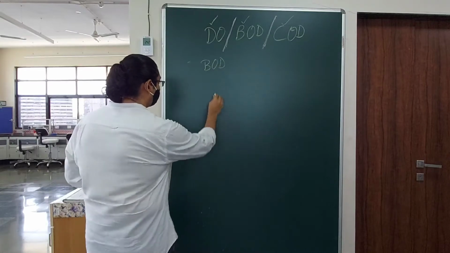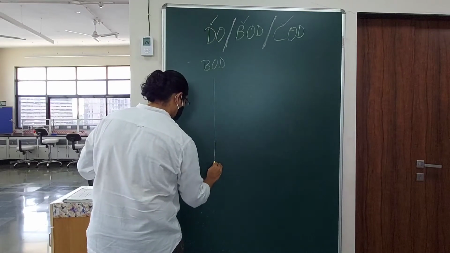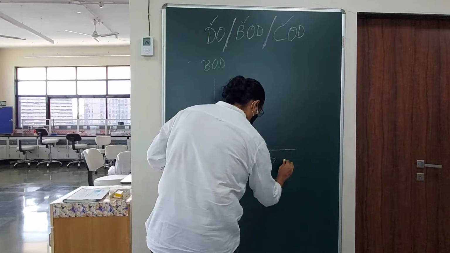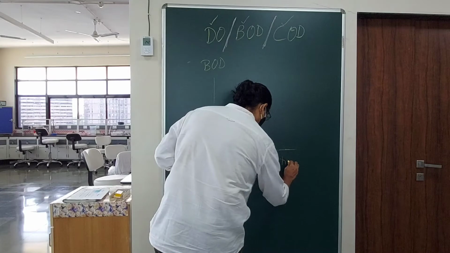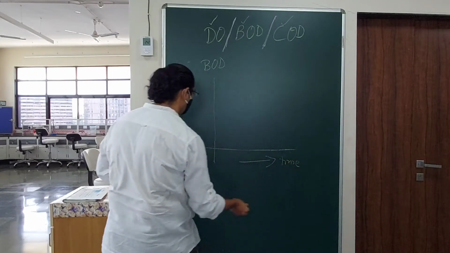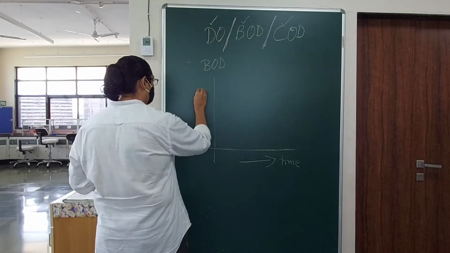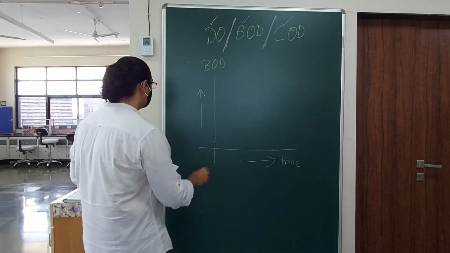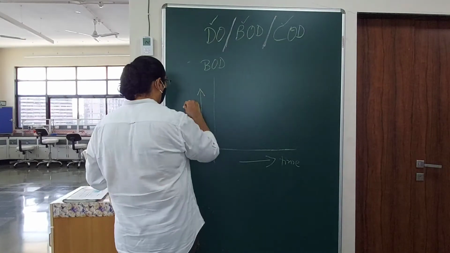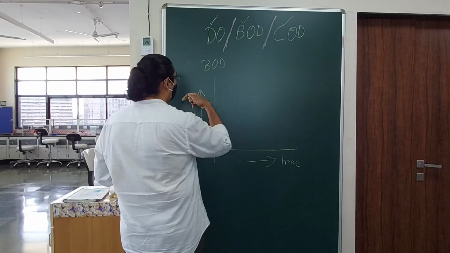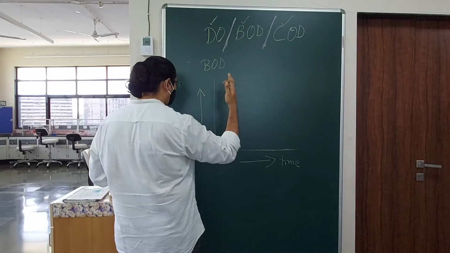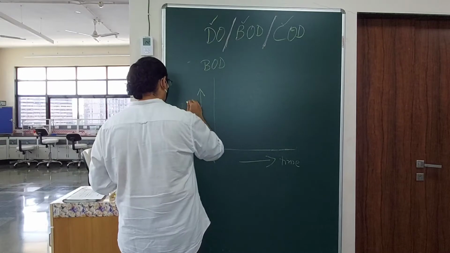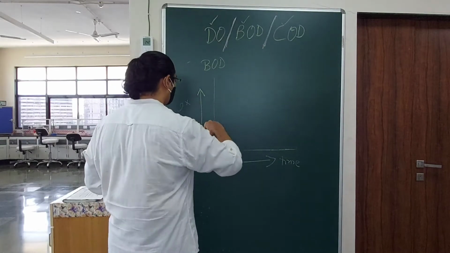BOD. Now let's say I draw a small graph where on the x-axis I am taking time in days, and on the y-axis I am taking how much oxygen is being used up, or the level of oxidation, how much material is being oxidized.